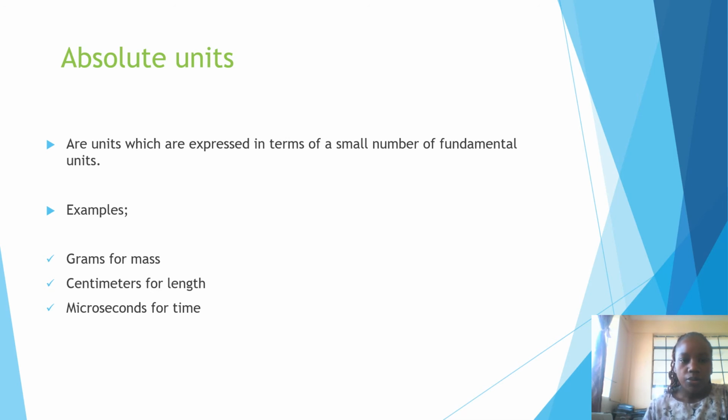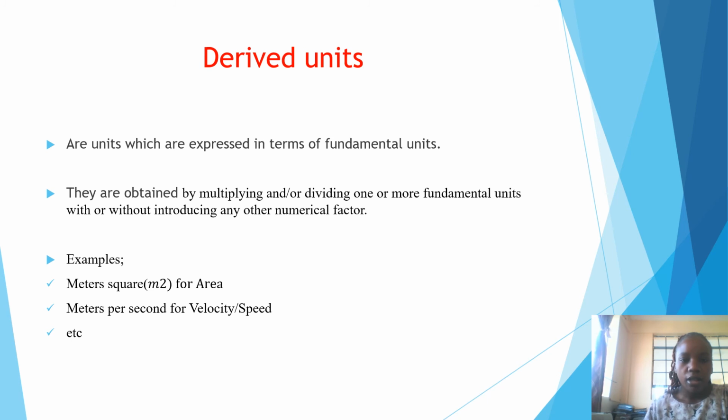Now, on absolute units, these are units which are expressed in terms of a small number of fundamental units. Examples of absolute units: we have grams for mass, centimeters for length, and microseconds for time. And we have other units which are known as derived units.